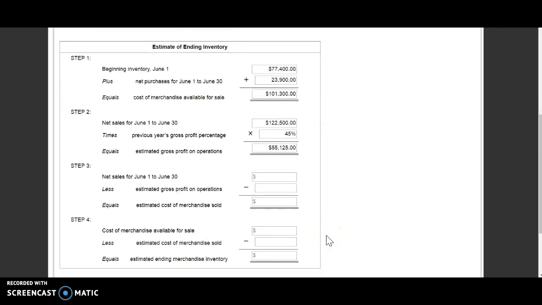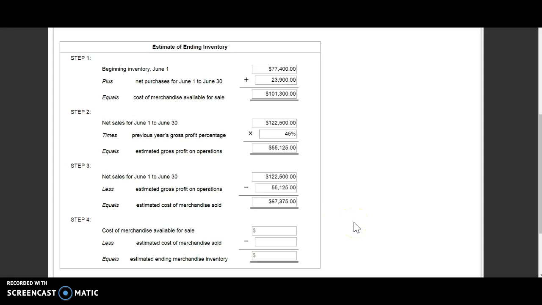Okay, now we're going to take our net sales for June 1st to June 30th, which is the same number that we used in step two. So 122,500. We're going to subtract from it our estimated gross profit on operations. That was the number we figured out in step two. So 55,125. Going to subtract those two numbers. We should get 67,375.